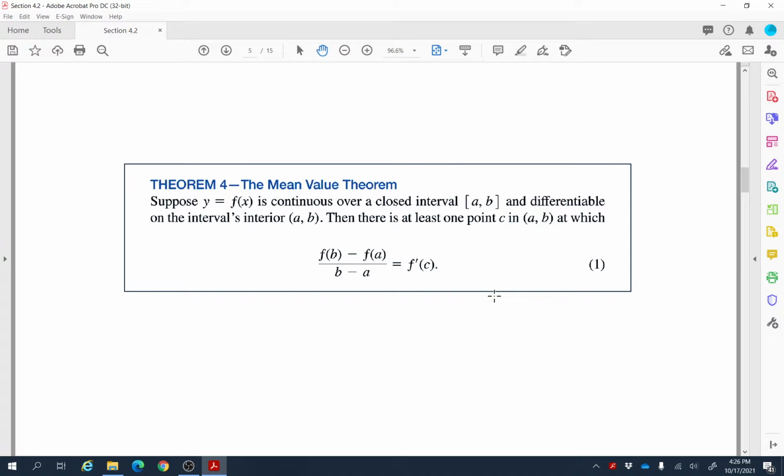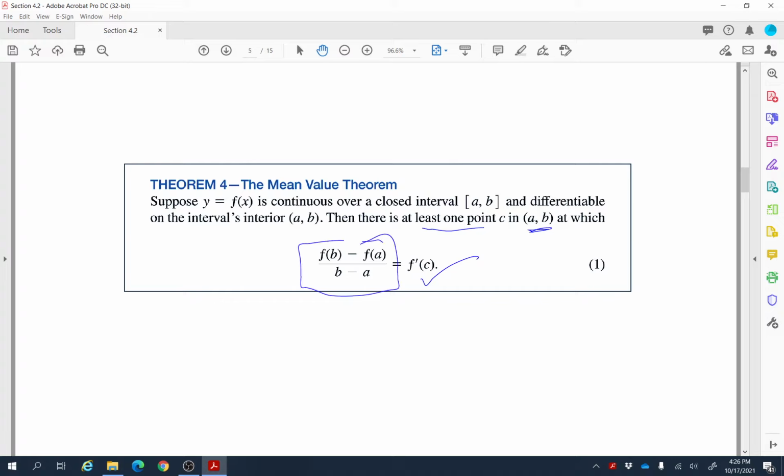So there is one more theorem that's called the mean value theorem. That's the main name of this section. The mean value theorem says, if you have a continuous function f of x which is defined on a closed interval, and that function is differentiable inside that interval, then there should be at least one point in the open interval (a, b) such that the derivative of the function is equal to this value.